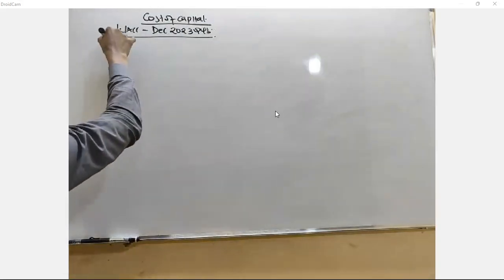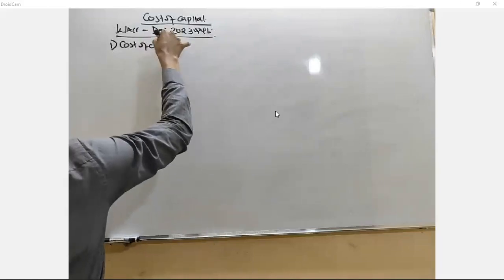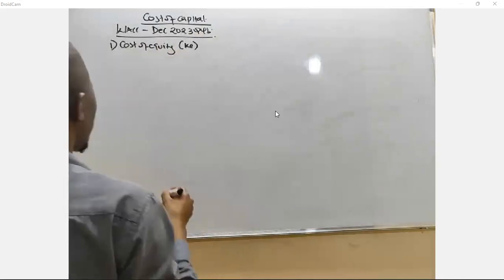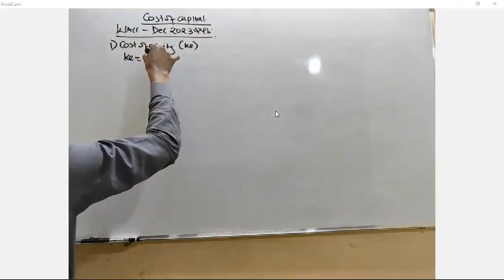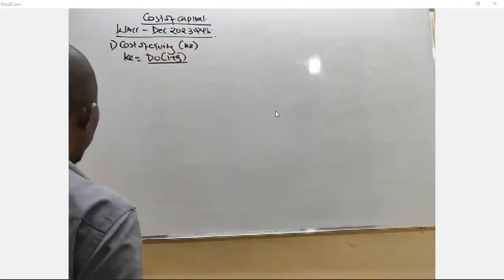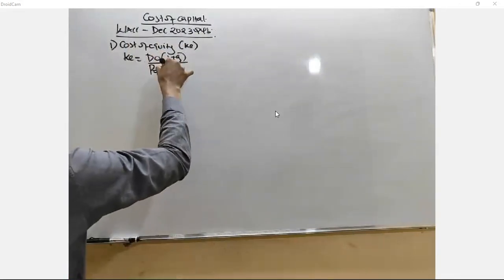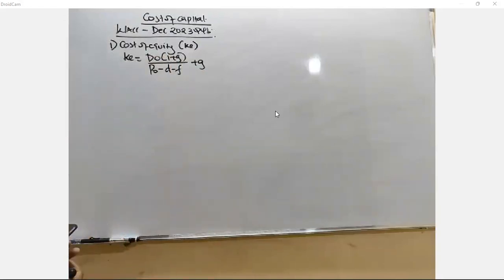So number one here, we are discussing the cost of equity, which is our Ke. Based on the requirements given, the formula to calculate our cost of equity is D0 (1 + g) divided by P0 minus D, plus the growth rate, where we use market values. That is the analysis of the question.